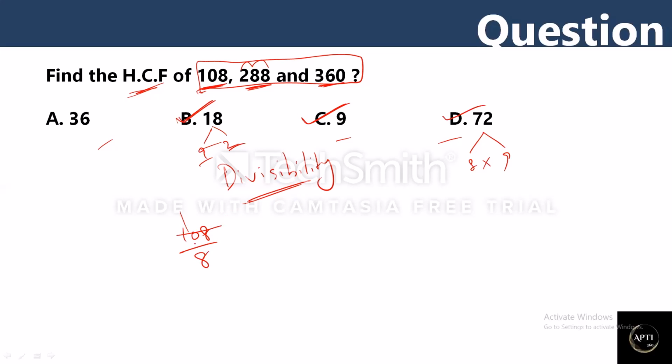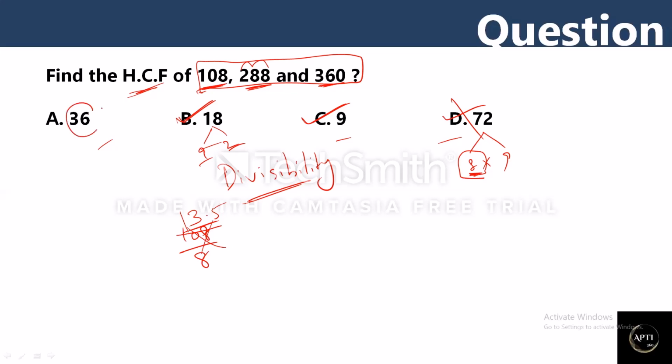8 1 times is 8, 28 is left. So 8 3 is 24, and only 0.5 remains, which means it is not exactly divisible. The answer we are getting is 13.5. So if one number is not satisfied, 108 is not getting satisfied with 8, so for sure I can say that 72 cannot be my answer. No need to check the remaining numbers with 8. Now we'll go with option A.